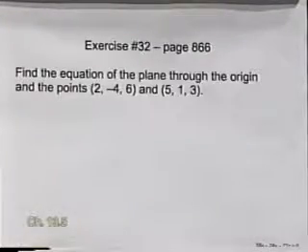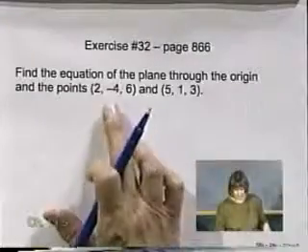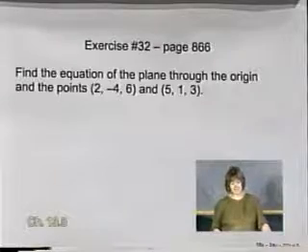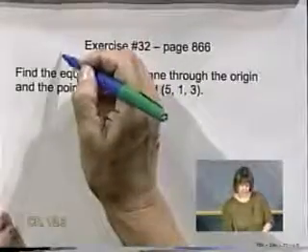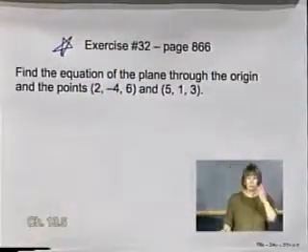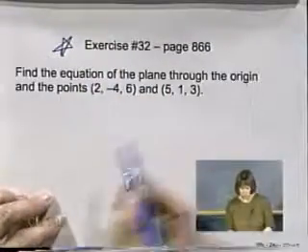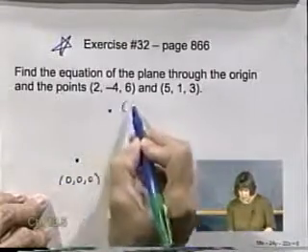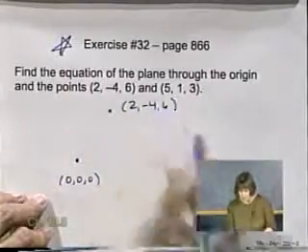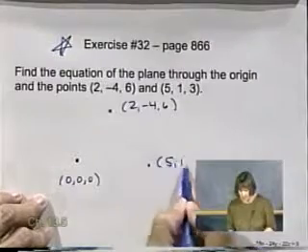Find the equation of the plane through the origin and the points 2, -4, 6, and 5, 1, 3. Put a star by this. They're giving me 3 points that are on the plane. One is the origin. Another one is 2, -4, 6. And another one is 5, 1, 3.